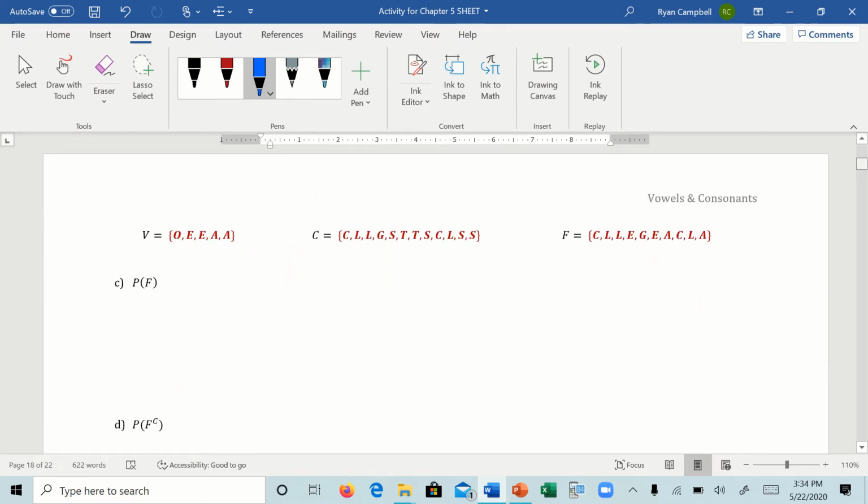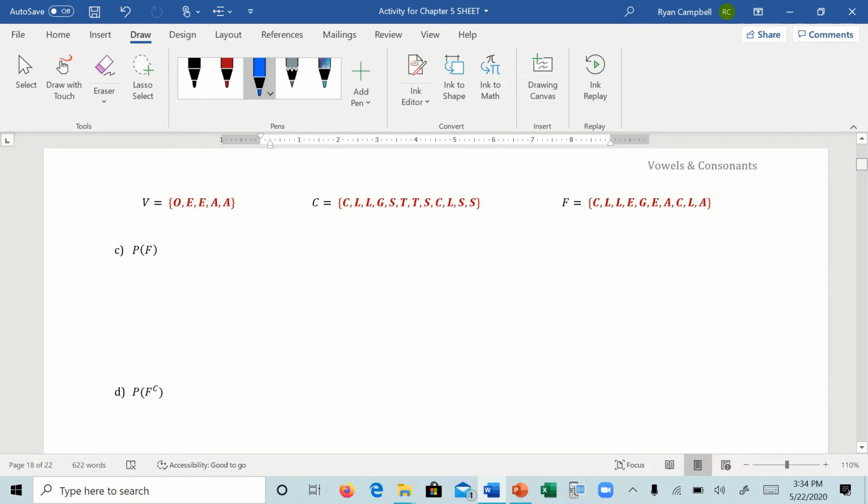All right. And then we have F. What's the probability of it being in F? So counting it up, 1, 2, 3, 4, 5, 6, 7, 8, 9, 10. So there's 10 letters in F over a total of 17, which we've already talked about. When you divide that out, you get 0.588.